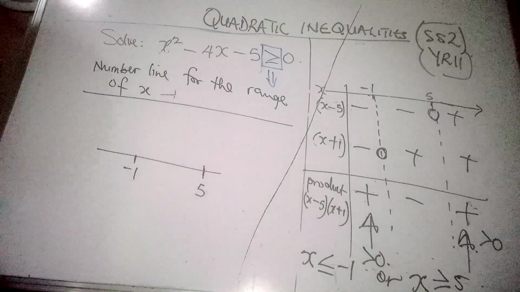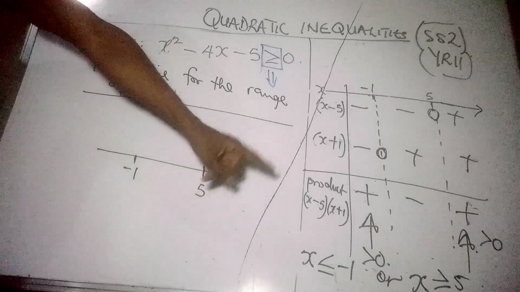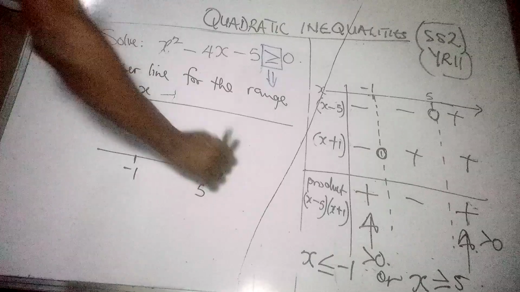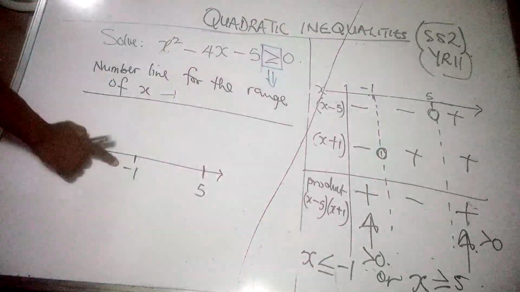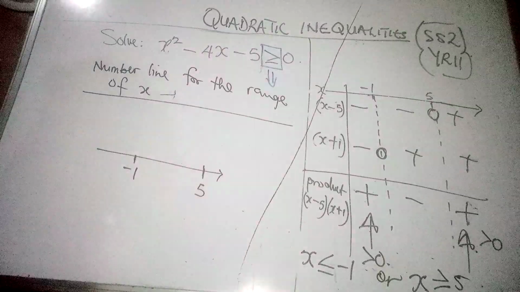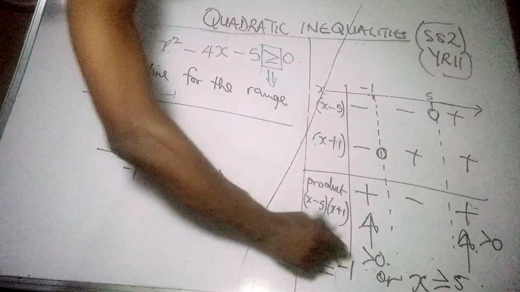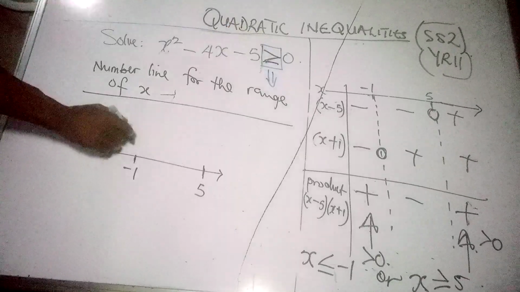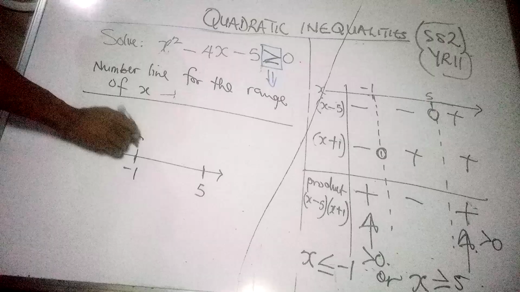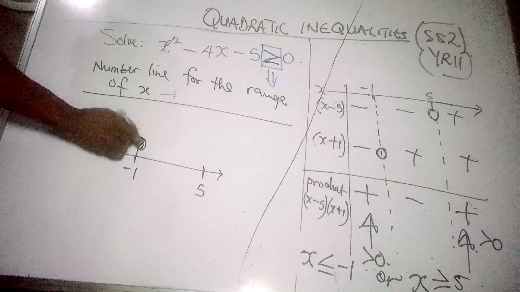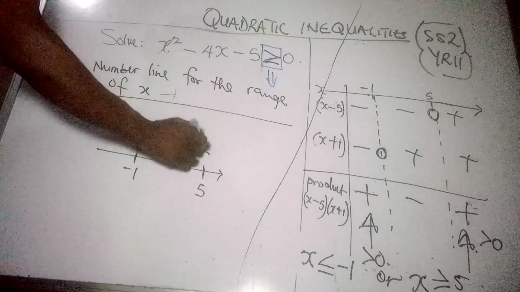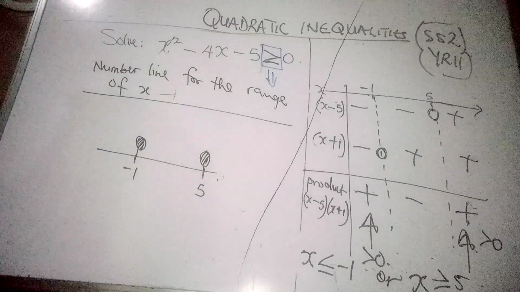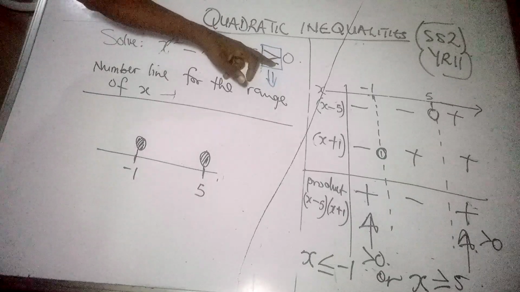Now, we want to represent the answers we got on a number line. So this is minus 1, this is plus 5. Now, since the inequality given has to do with greater than or equal to, that means I will put a shaded circle on that minus 1 and also a shaded circle on that positive 5. Why? Because of this equal to that is involved.